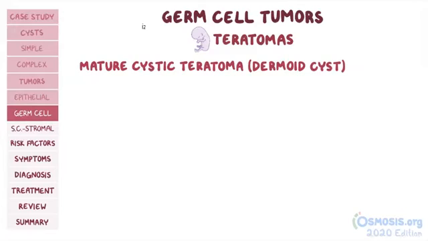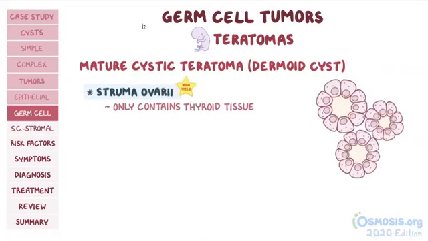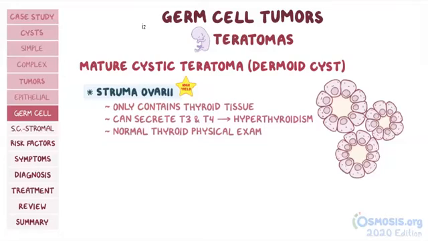A special, high-yield type of mature cystic teratoma that only contains thyroid tissue is called struma ovari. These tumors can secrete T3 and T4, leading to hyperthyroidism. So if a question asks about a female with hyperthyroidism, normal thyroid physical examination, low TSH, and an ovarian mass, think of struma ovari.